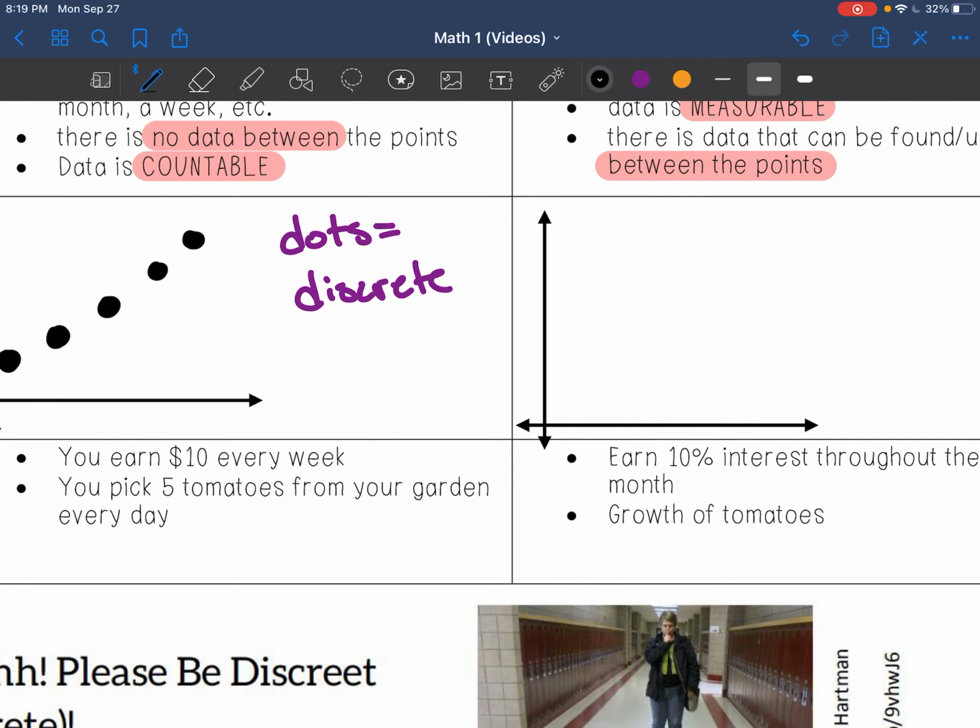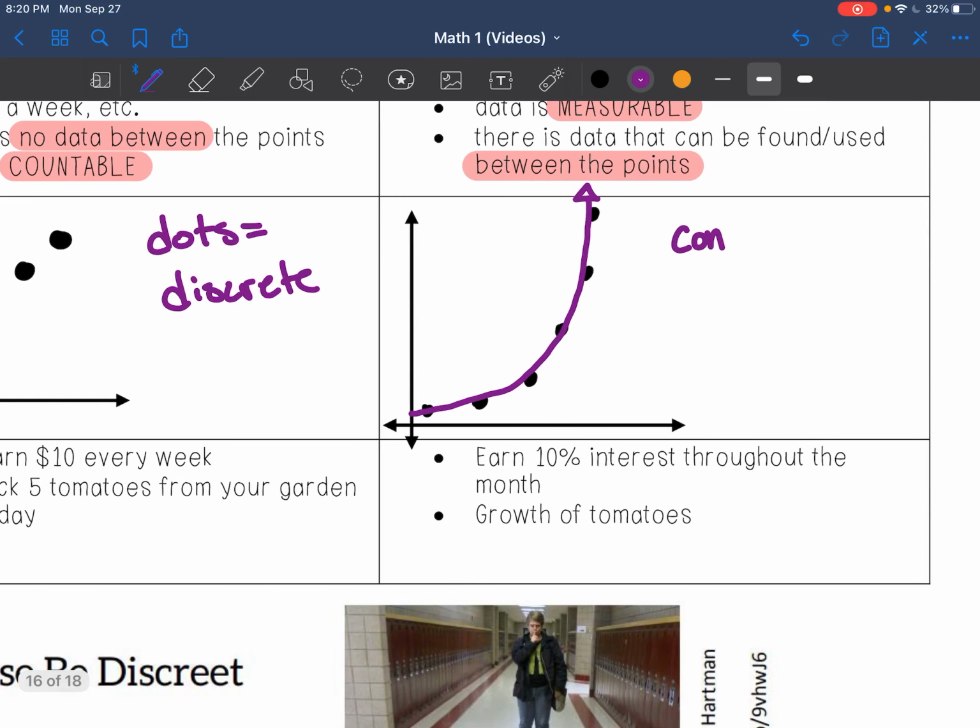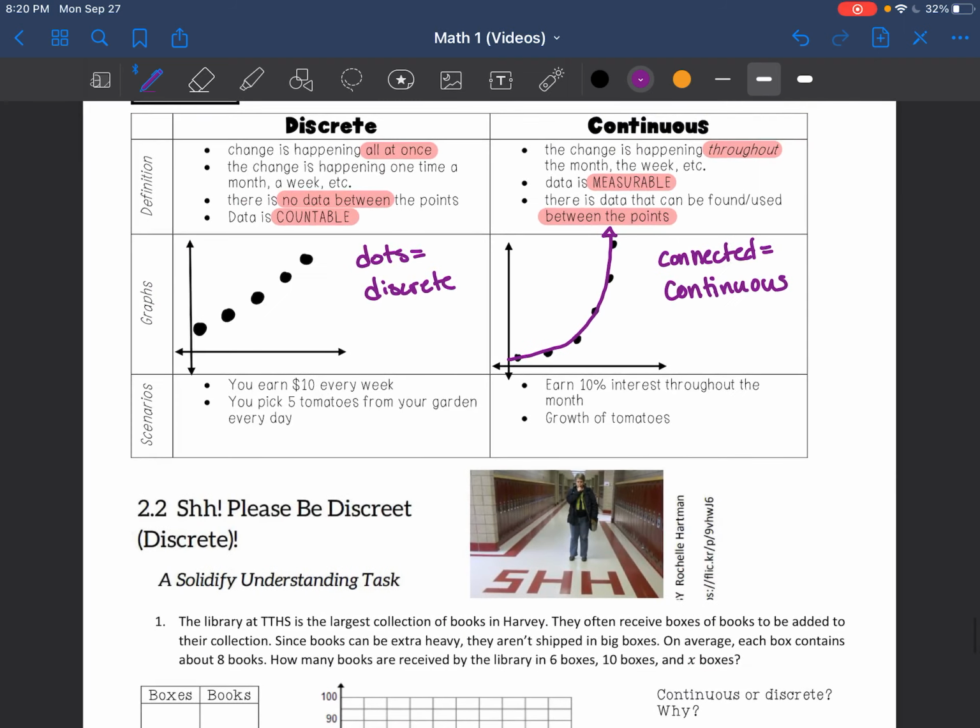Now, if it's continuous, we'll have dots again. But what's going to happen is we will connect those dots. So this is an exponential graph. So if they're connected, it's going to be continuous, right? Some alliteration for you there. I think that's the word.